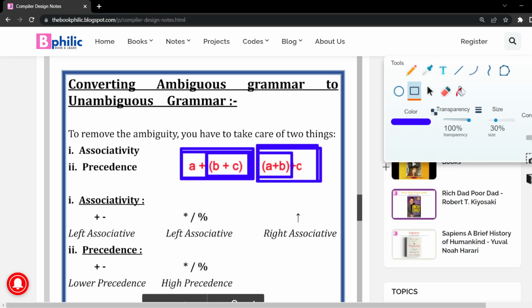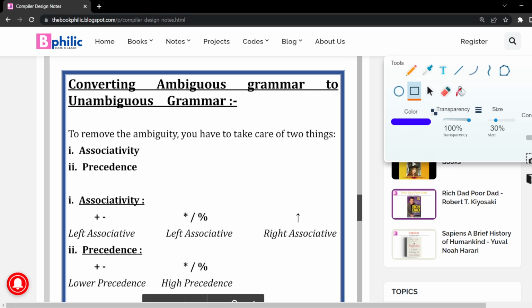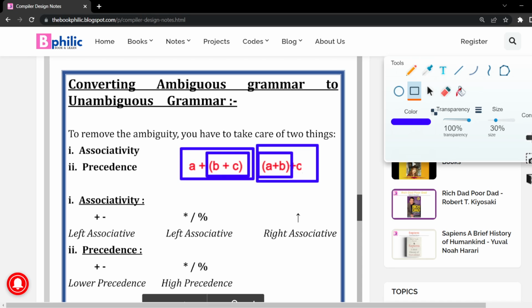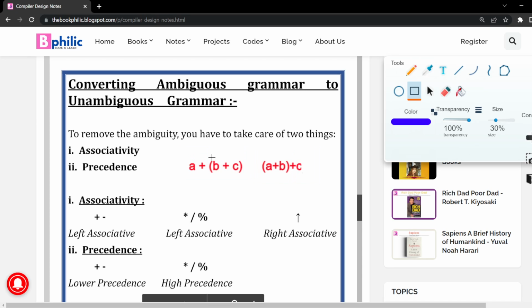Associativity here is represented by the brackets. Whenever the brackets are associated with b plus c, then b plus c will be solved first of all and then get added with a. And in this case a plus b will be solved first of all and will get added with small c. So you have to follow these associativity rules and take care of these things.